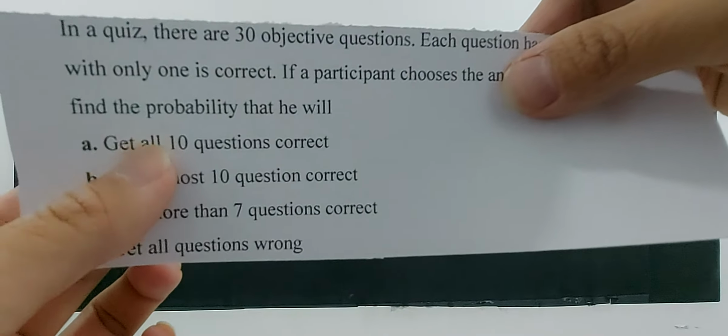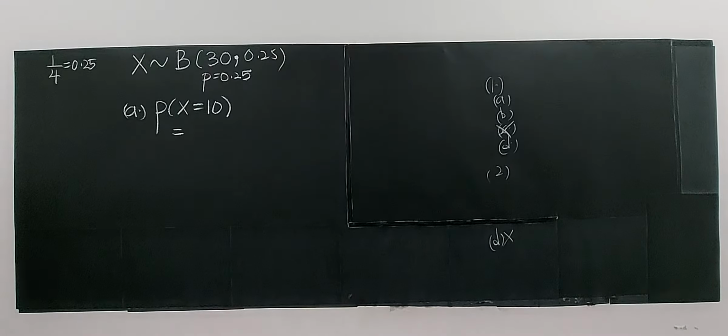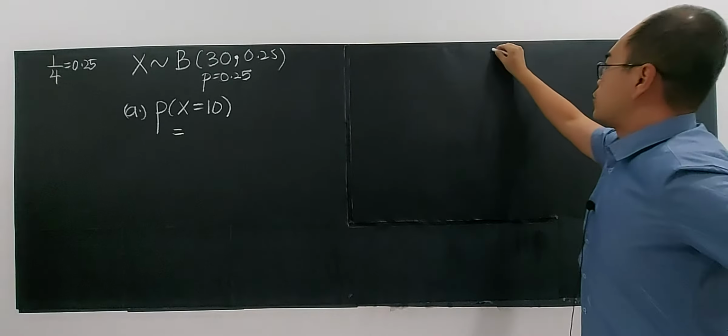You know the formula for binomial distribution. If the random variable X is binomially distributed with N trials and P the probability of success, and you want to find the probability that X equals R, the number of successes, I can write it as NCR, times the probability P to the power of R, times the probability Q to the power of N minus R.